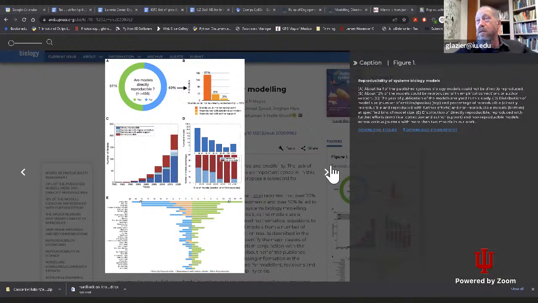So this is the, I don't know if I'm screen sharing the figure. Okay. So this was their basic result. Are models directly reproducible? Yes, 51%. So I was slightly wrong. They could reproduce 51% of the published work. And this was all papers that included the code.